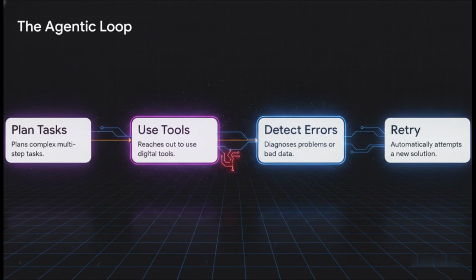But here is the craziest part. Step 3, it detects its own errors. If it calls on a tool or an API and it fails or returns bad data, it doesn't just crash and give up. It moves right to step 4, automatically retrying. It diagnoses the problem and attempts a new solution, effectively troubleshooting exactly like a human would.